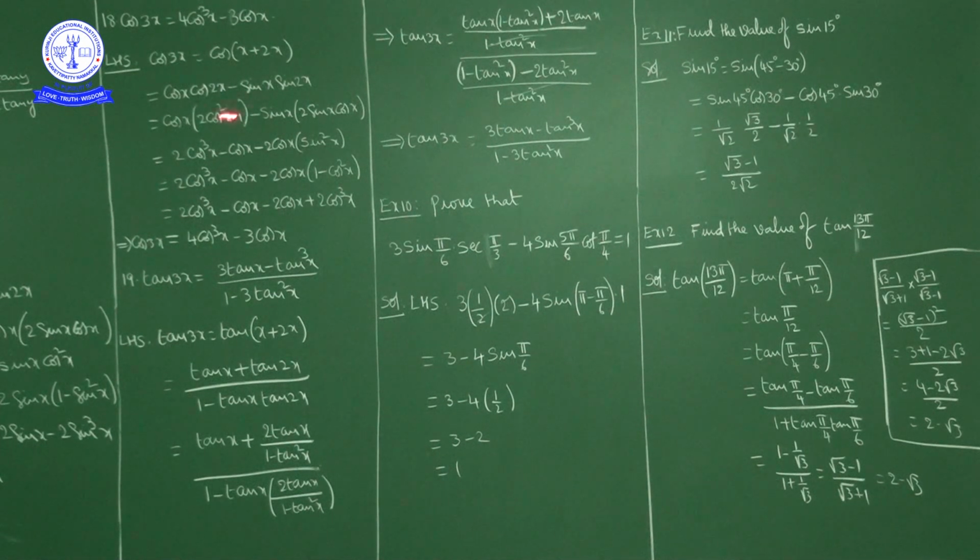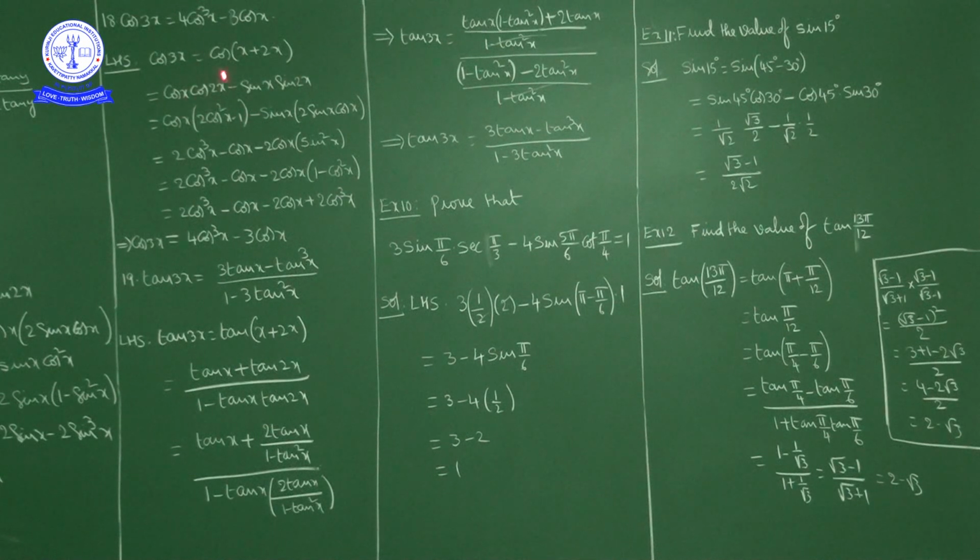Now here, cos(x + 2x), in place of y we have 2x. The actual formula is cos x cos y minus sin x sin y. So cos x into cos y, in place of y we have 2x: cos x cos 2x, minus sin x sin 2x. Now I want to write everything in terms of cos. For cos 2x we have 4 formulas. Among those 4, one of the formulas is 2 cos square x minus 1.